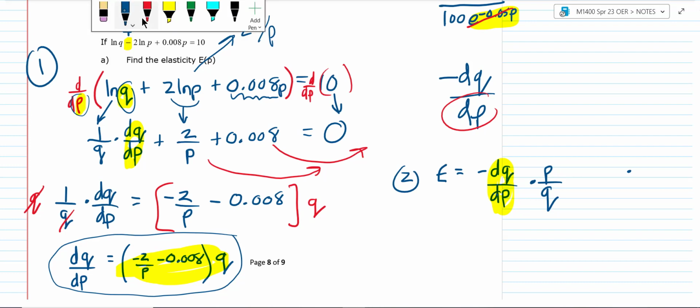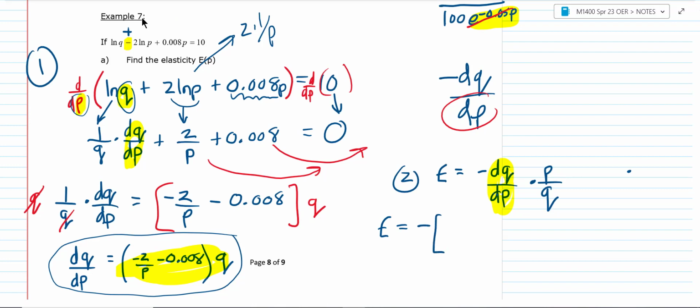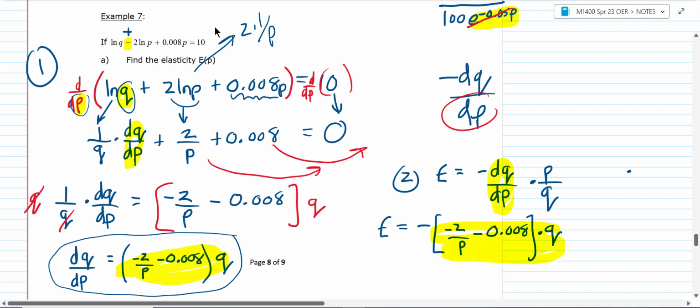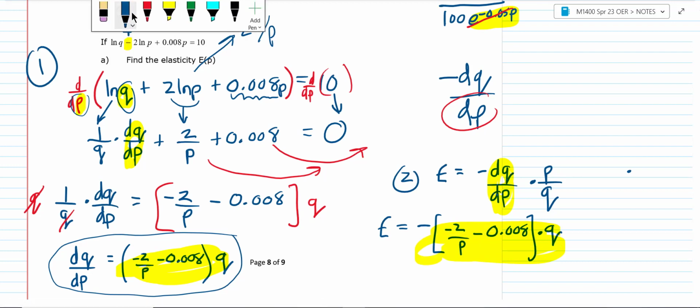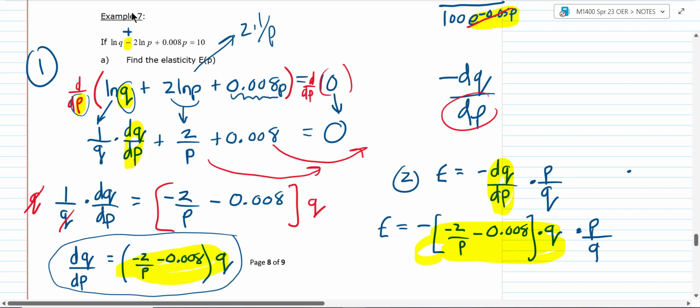So your elasticity would be negative of this whole thing that we got, which would be negative 2 over p minus 0.008 times q. You just do that substitution right there, and then the rest of it you write down. You don't do anything with p over q. In fact, the reason you don't substitute for q is because we can't solve this equation for q anyway. So all I'm doing is taking the result I got in step 1 and plugging it in. Okay, you all with me?